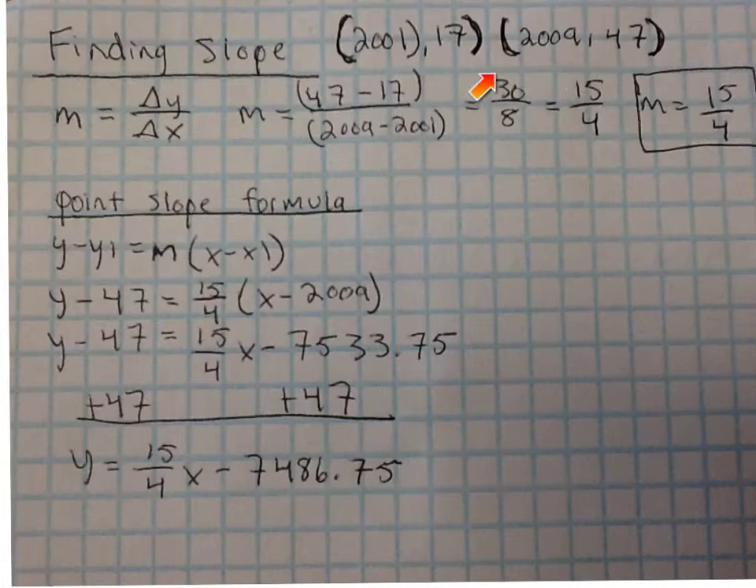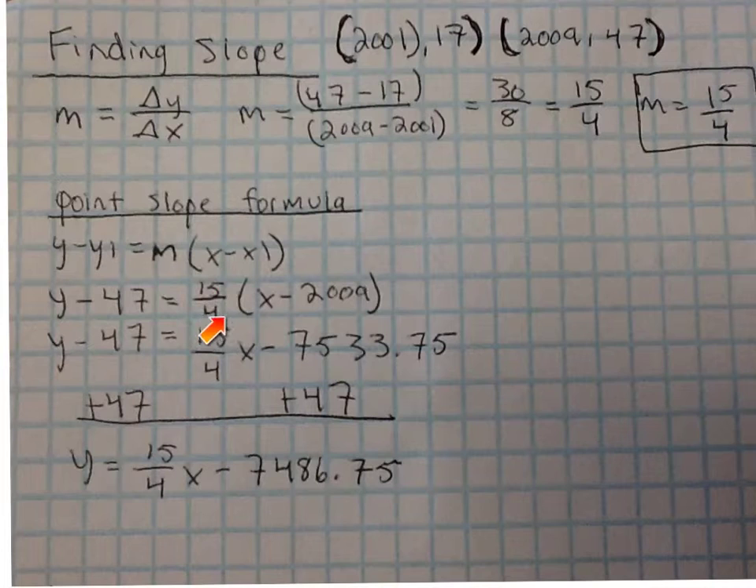Next we find the slope, and for finding slope, I used the 2 points that I chose from the scatter plot, which are (2001, 17) and (2009, 47). I used the formula m, the slope, equals delta y over delta x, so y2 minus y1 over x2 minus x1. That ends up giving me a slope of 15/4. Then you plug that into the point-slope formula, which is y minus y1 equals m times x minus x1, and basically you just plug in your points. So we have 47, 15/4, and 2009.